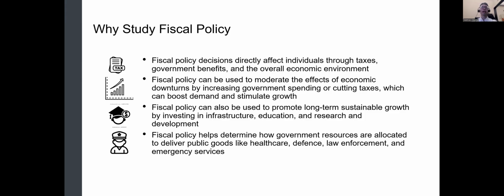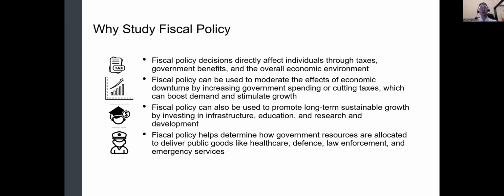Now, why do we need to study fiscal policy? There are four key reasons. First, fiscal policy decisions directly affect individuals through taxes, government benefits, and the overall economic environment. Second, fiscal policy can be used to moderate the effects of economic downturns by increasing government spending or cutting taxes, which can boost demand and stimulate growth.